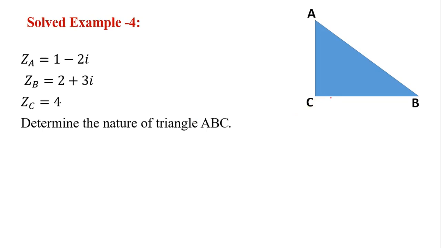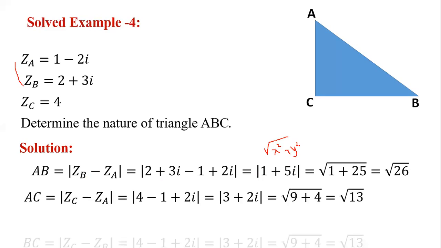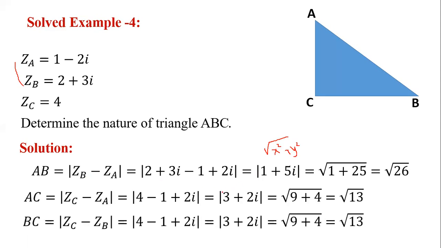So basically, first we look at the sides because I don't have any information on the angles. I'm going to calculate the modulus of AB, AC and consequently BC. AB equals modulus ZB minus ZA. ZB and ZA are given. In order to find the modulus, apply the following formula, which is radical x squared plus y squared. Repeat the same steps for AC and BC. In any modulus, apply the following rule.